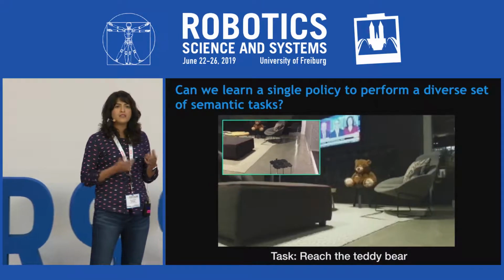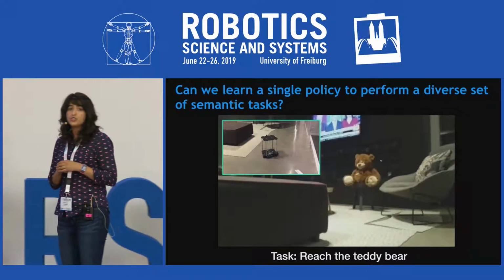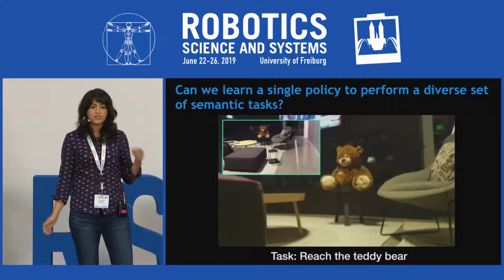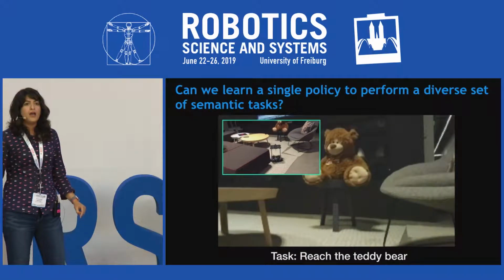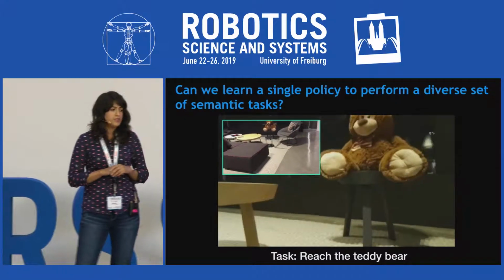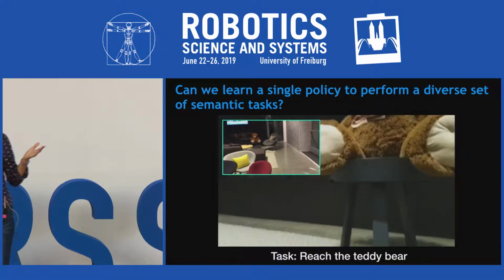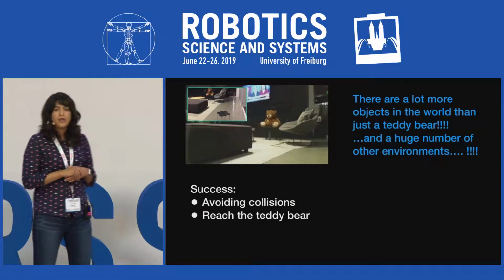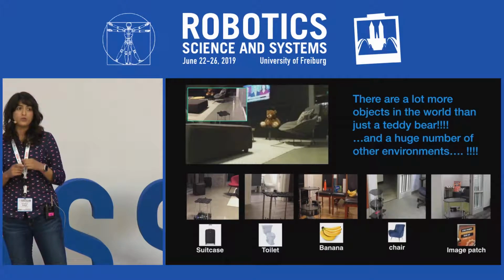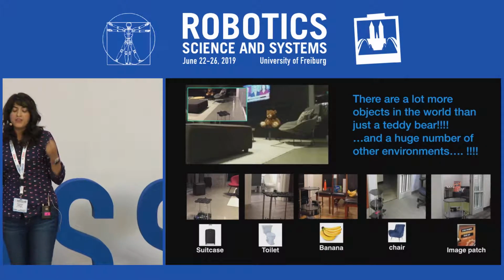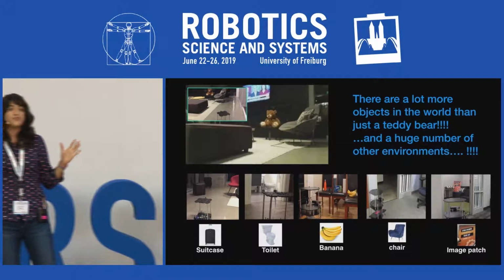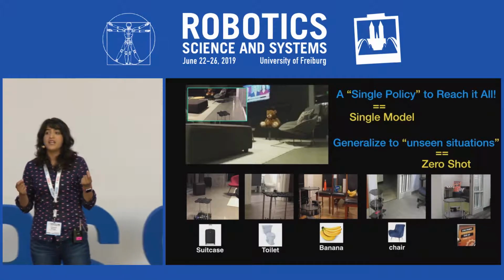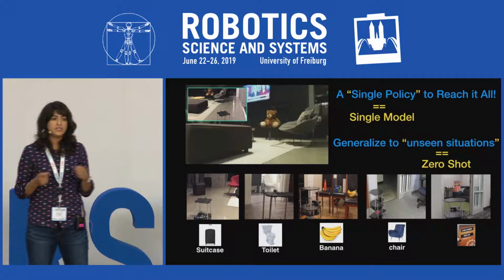So to articulate that, let's watch a video. In this video, the robot is tasked to reach a teddy bear. To be successful in doing these tasks, the robot needs to understand walkable areas, avoid collisions, and recognize the target object. So you might argue that the world contains many other different objects and a huge number of different other environments. So instead of learning a repertoire of motions for doing different tasks, we ask the question: can we learn a single policy for doing a diverse set of semantic tasks? By that we mean, how to learn a single model that can have zero-shot generalization to unseen situations.